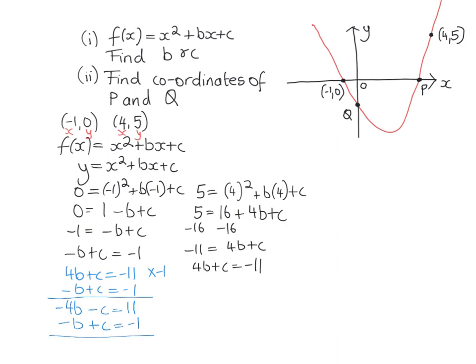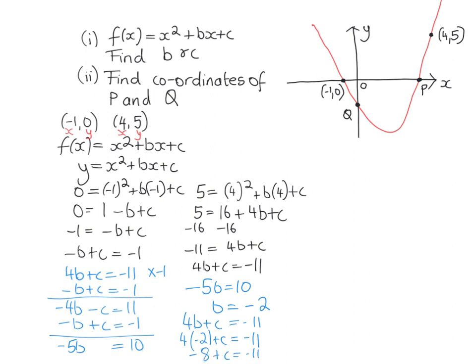Then we add them together. So minus 4b minus b, we get minus 5b is equal to 10. So if minus 5b is equal to 10, b is going to be equal to minus 2. So we have 4b plus c is equal to minus 11. So we have 4 times minus 2 plus c is equal to minus 11. So this is going to be minus 8 plus c is equal to minus 11.